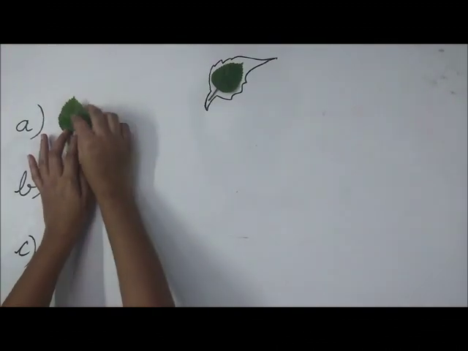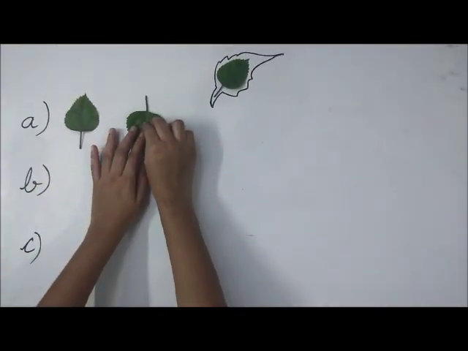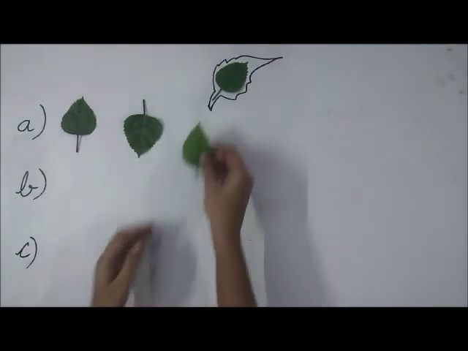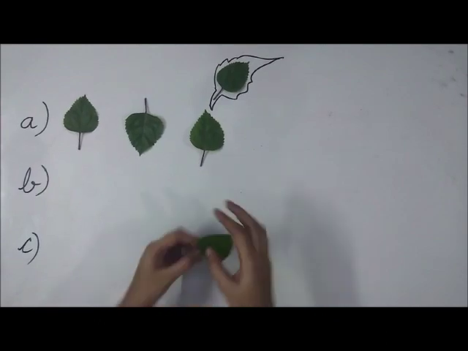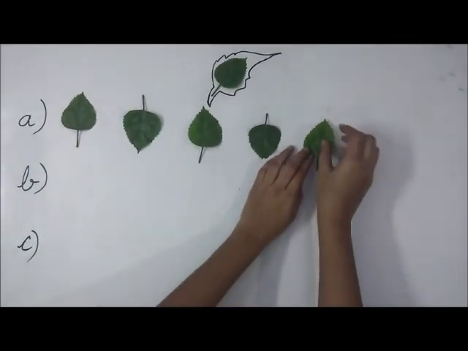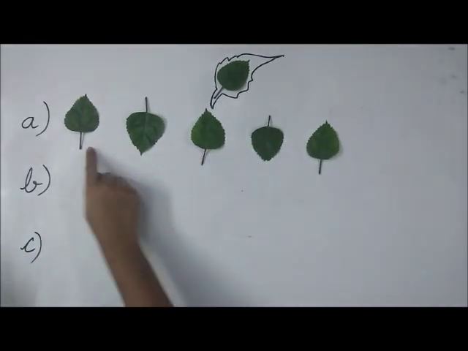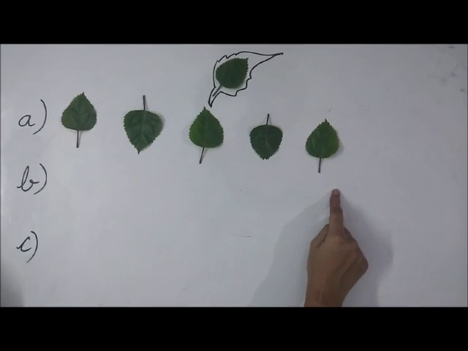I will put it in upward direction. Then I am going to put this leaf in downward direction. Then I am going to put this leaf in upward direction. Same, we have to repeat it 5 times. Then next leaf will be in downward direction and the last leaf will be in upward direction. Upward, downward, upward, downward, upward. Our first example has been done.